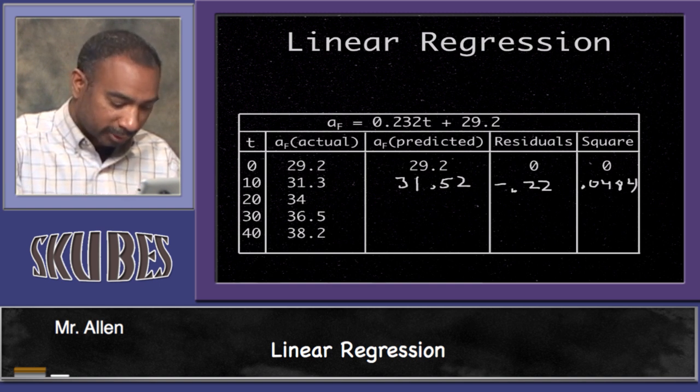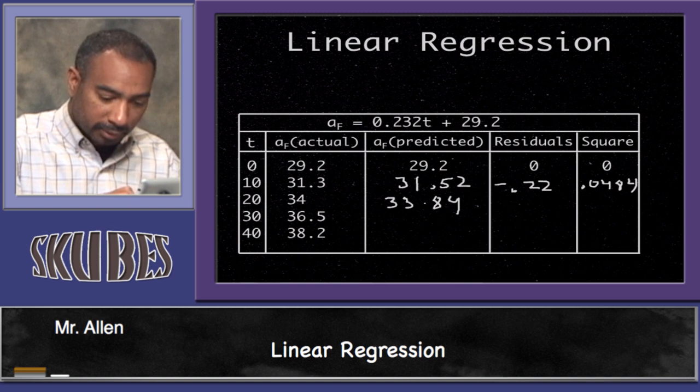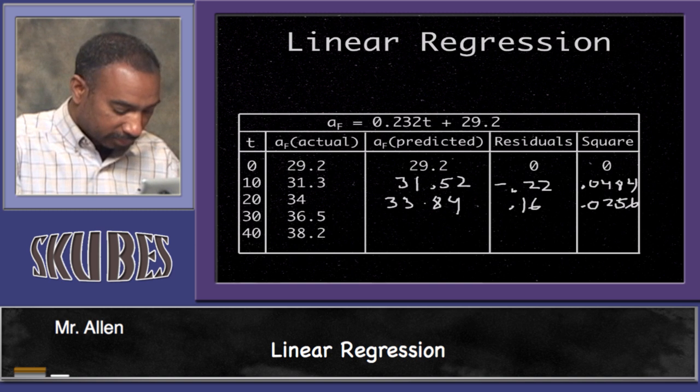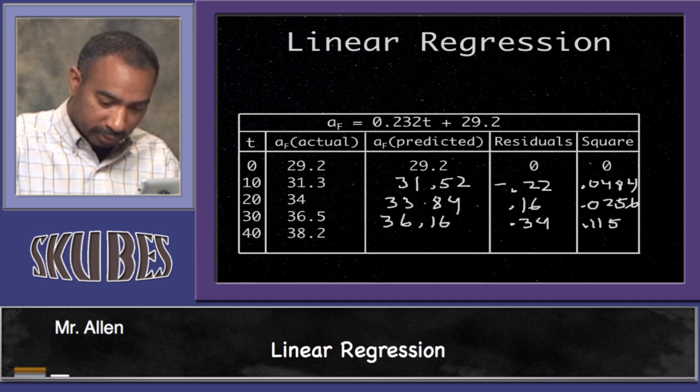If I plug in 20 for t, I should get 33.84. And if I take the difference of that, I get 0.16. And if I square that, I get 0.0256. And if I plug in 30 for t, I should get 36.16. And the difference would be 0.34. And I square the result, I get 0.1156.